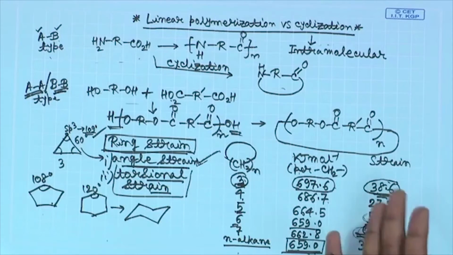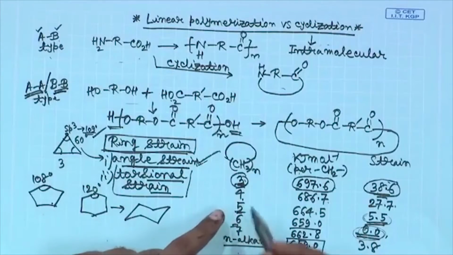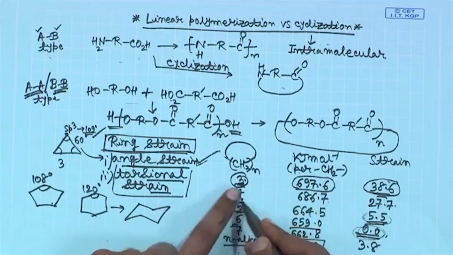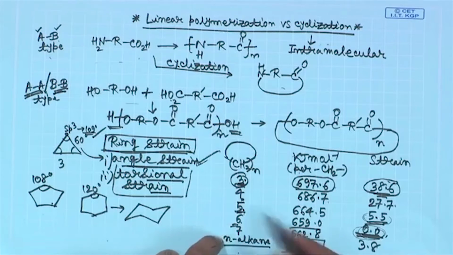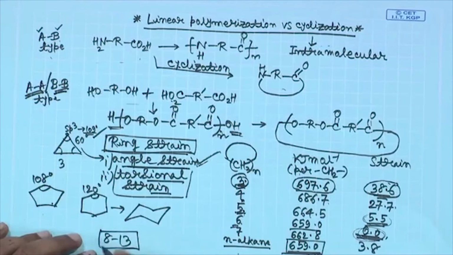So, ring strain can arise from angle strain as well as torsional strain. The ring strain decreases from 3 to 4, from 4 to 5 it decreases a lot, and when you go to 6 there is no ring strain, and when you are looking at the higher rings, say ring number 8 to 13, again the ring strain will increase.